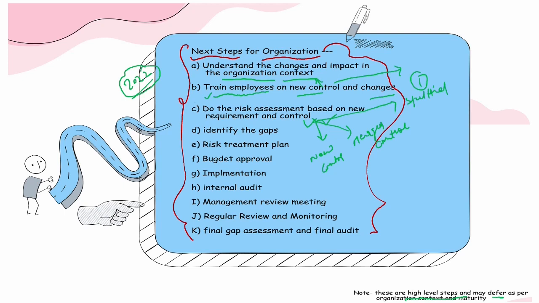The next step is to identify gaps and then make a risk treatment plan, so how to address those risks. Based on the risk treatment, what actions, what solutions, what treatment we are going to apply, then we have to seek budget approval, and it depends on the organization.